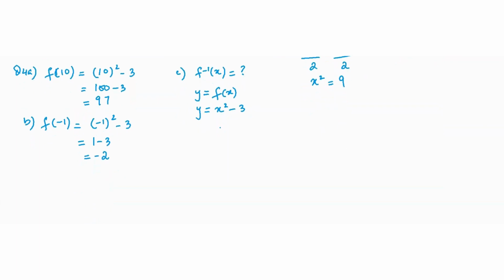Now, right now, the subject of the equation is y. We have to make x the subject. So in order to do that, we're going to take 3 to the other side. So it's going to be y plus 3 equal to x squared.